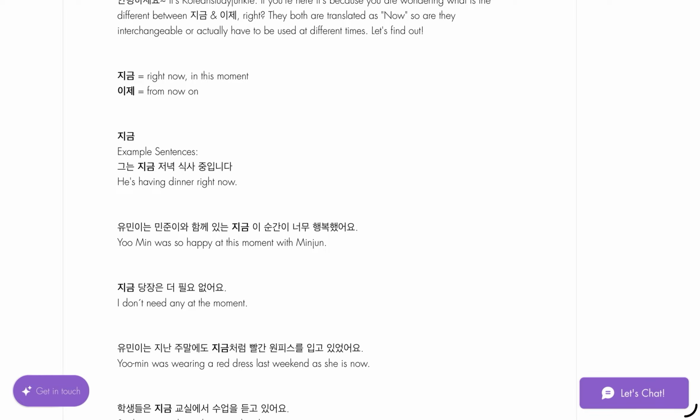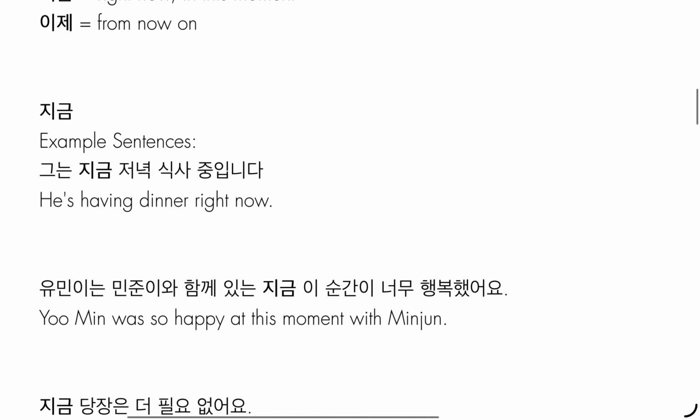So they have multiple meanings if you look them up in a dictionary. I remember going crazy looking through Naver Dictionary at these two. They have one meaning that aligns exactly, which just means right now, in this moment, now. They have that meaning in common. So sometimes you might see them used interchangeably, but usually the difference is going to be this. So 지금 being right now, at this very moment. 이제 being from this moment on, from now on.